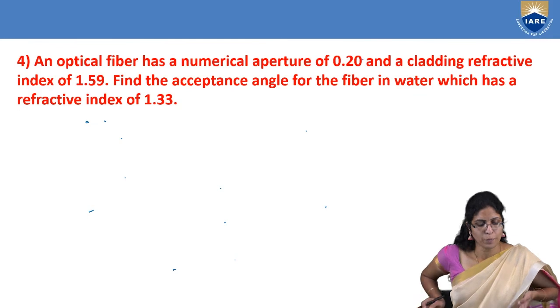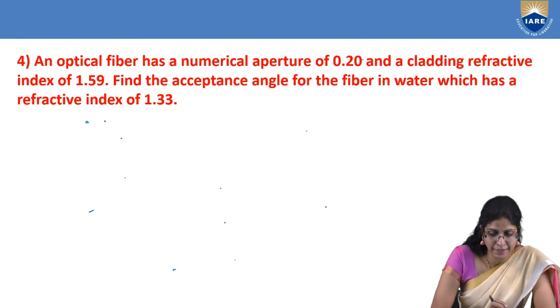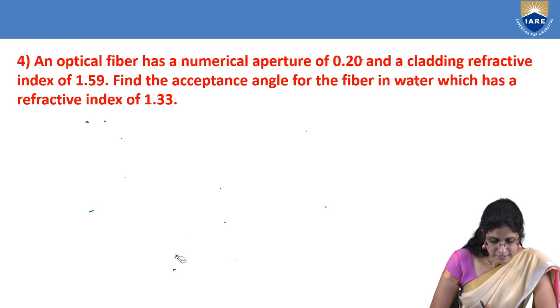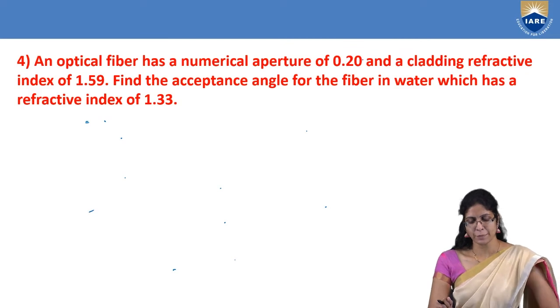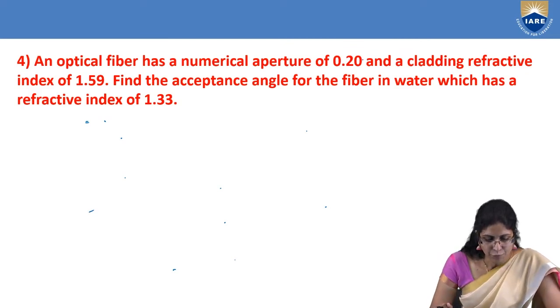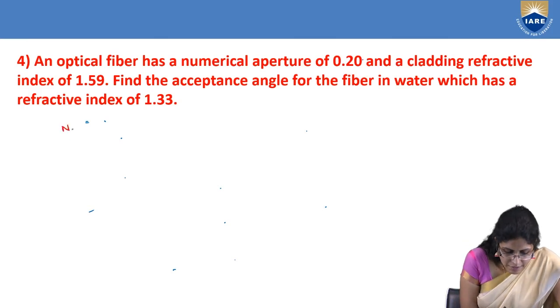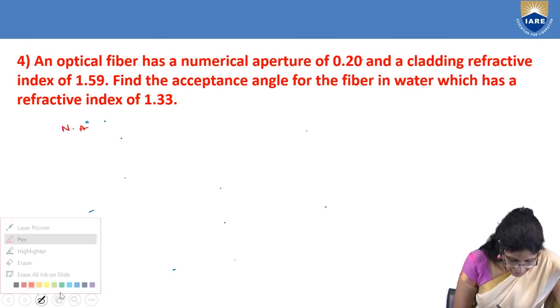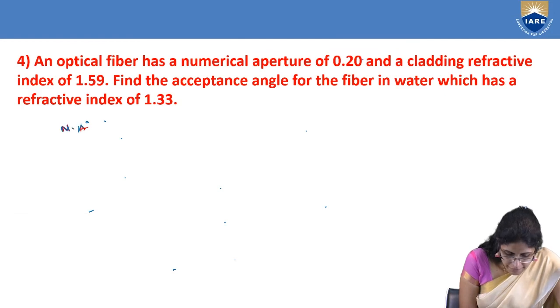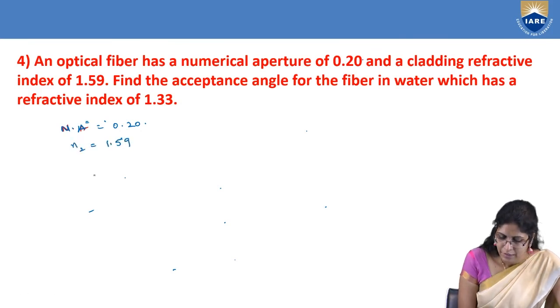So now coming to the fourth problem: an optical fiber has a numerical aperture of 0.20 and a cladding refractive index of 1.59. Find the acceptance angle for the fiber in water which has a refractive index of 1.33. So what is given here is the numerical aperture, 0.20, and the cladding refractive index N2 is given as 1.59, and N0, the refractive index of water, is 1.33. You need to find out the acceptance angle.